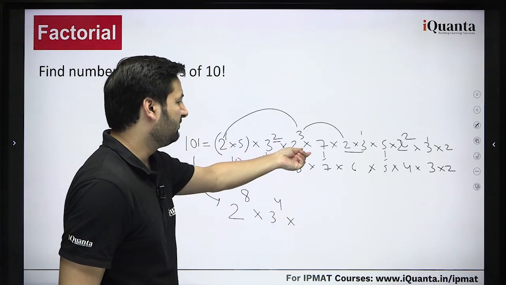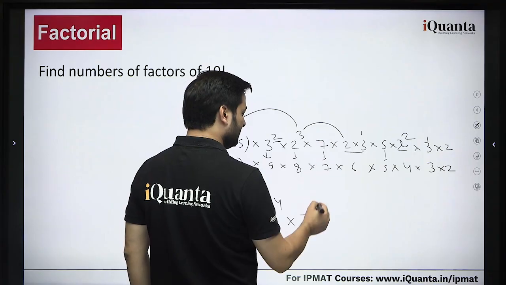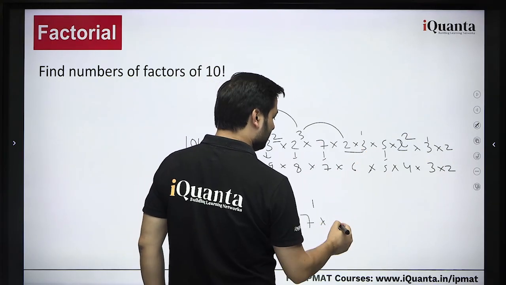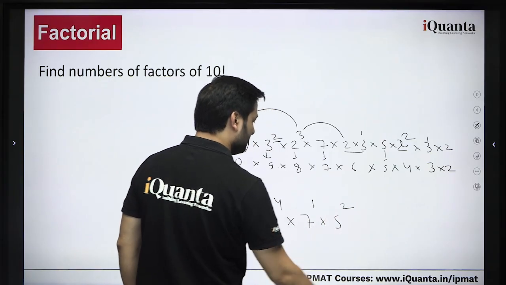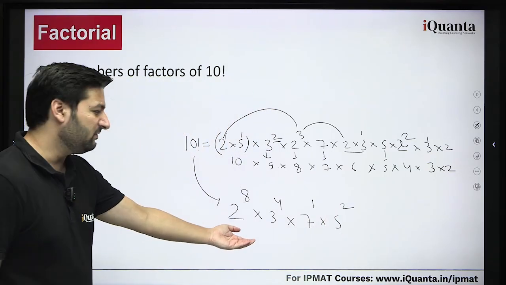Then what do you see? You also see 7, only one 7, so 7 to the power 1. Then you also see 5, isn't it? There is a 5 here, there is a 5 here, so 5 square, isn't it? So, this is the prime factorization of 10 factorial.